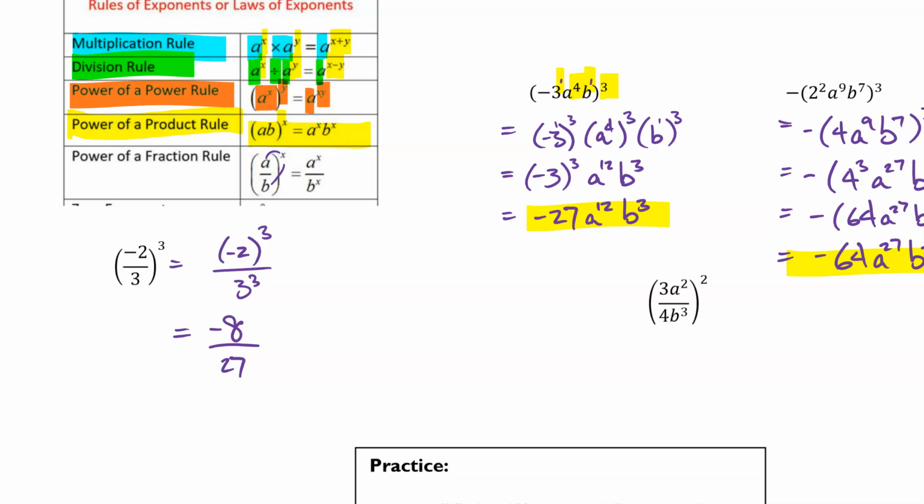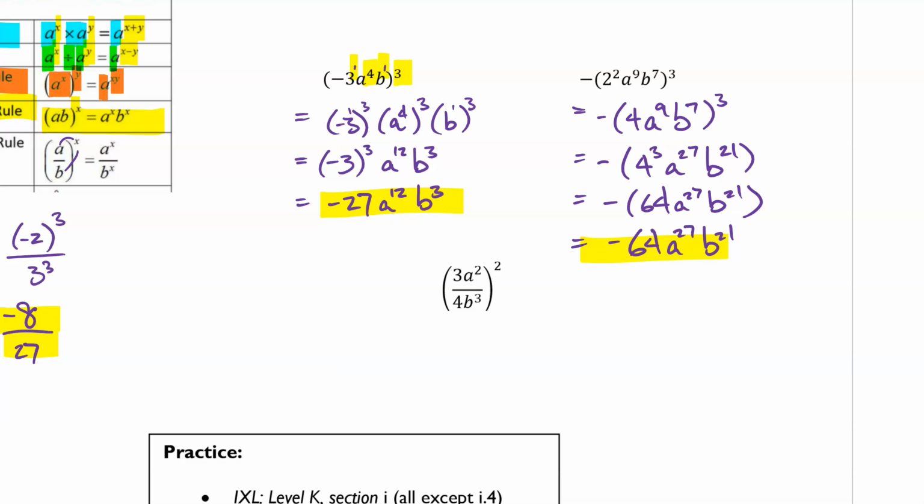Okay. And one more. Let's bring it on home. Let's take this down like this. 3a squared over 4b cubed, all squared. Okay, let's look inside the bracket. Is there anything to do? In this case, no, there's nothing I can do, right? These are unlike terms. This is an a, this is a b, the 3 and the 4, they can't divide evenly, and the a's are not the same bases, or the b's are not the same bases, so we can't just subtract the exponents. We're done with what's inside the bracket.